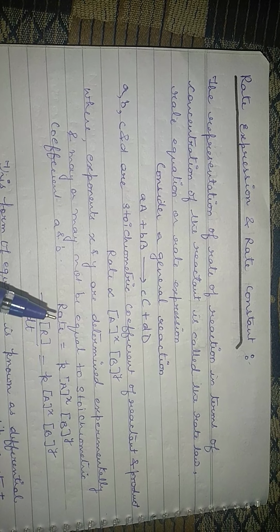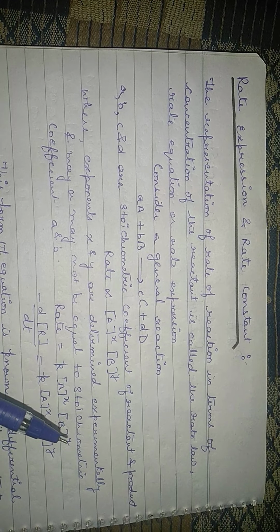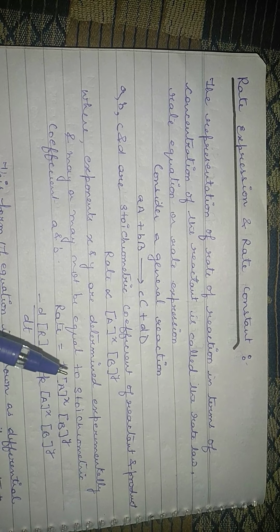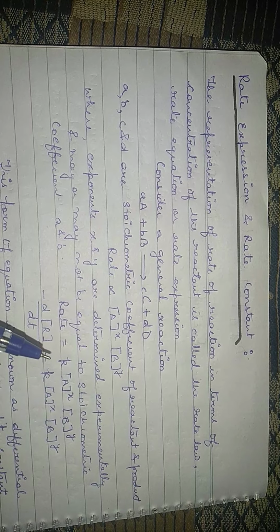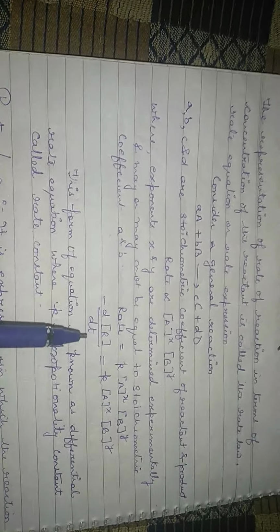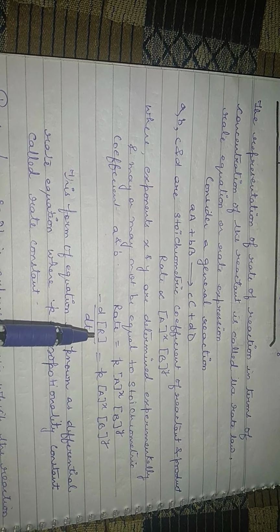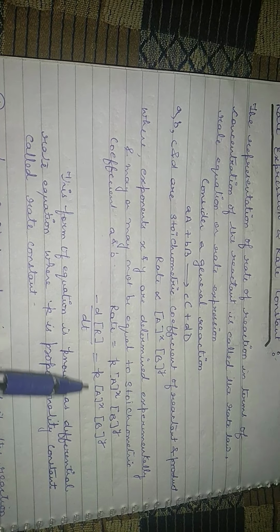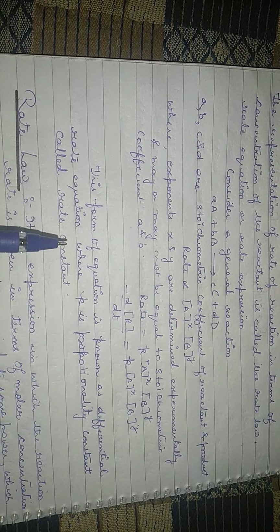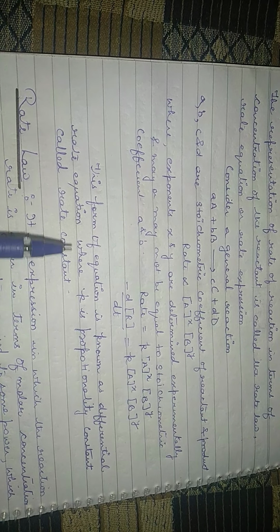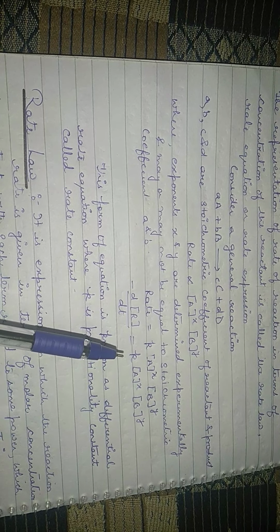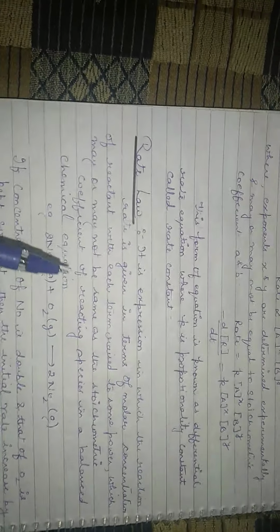So rate is equal to k times A to the power x and B to the power y, where k is a proportionality constant. I already discussed this in the first video of chemical kinetics. We can write minus d[R]/dt, the change in the concentration of the reactant, is equal to k, A to the power x and B to the power y. This form of equation is known as the differential rate equation because there is a differentiation, where k is the proportionality constant called the rate constant.